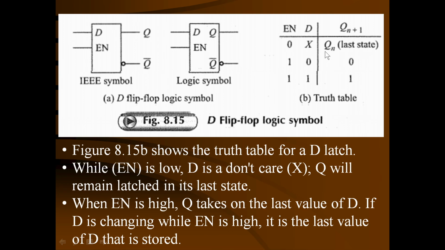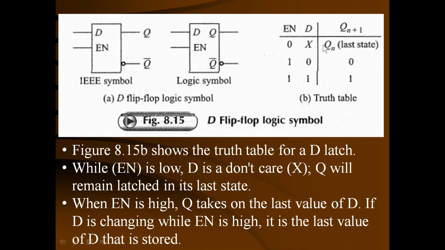So it is not going to be affected. Whatever D value is going to be there, that output is not going to be affected because of that. You can change the value of D without affecting the output of the D flip-flop whenever the enable input is low. And when the enable input is high, Q takes the value of D.